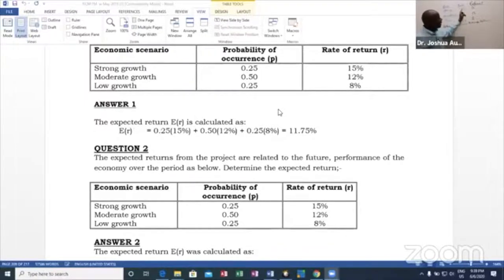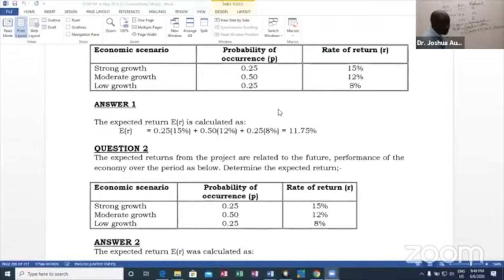When I have probabilities like this, ladies and gentlemen, what I need to do is to calculate expected return by taking the returns that you have, you multiply them by their corresponding probabilities, and then you sum. So the first one here will be 15 times 0.25, plus 12 times 0.5, plus 8 times 0.25. We must keep on adding. So come and give us an answer.